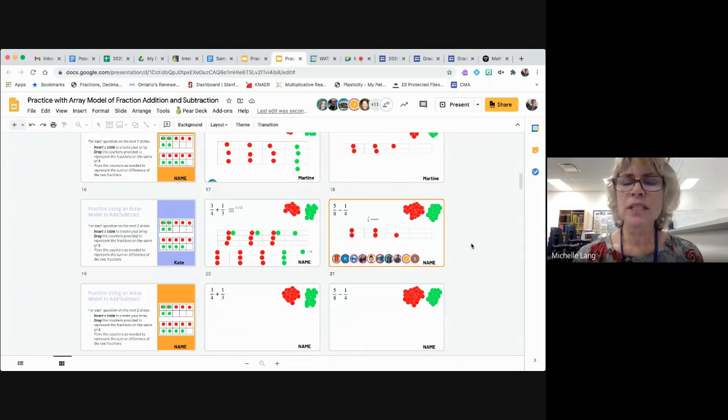And Kate, what I'm noticing is that in the slide you did for adding 3/4 plus 1/3, you have both red and green, but in this slide, you don't have both red and green. So can you tell me about that? Kate, are you there?